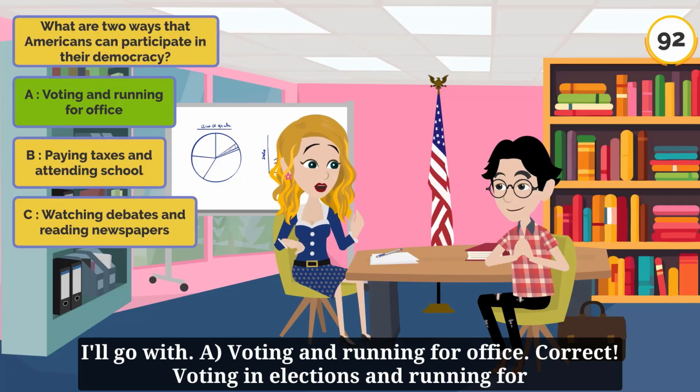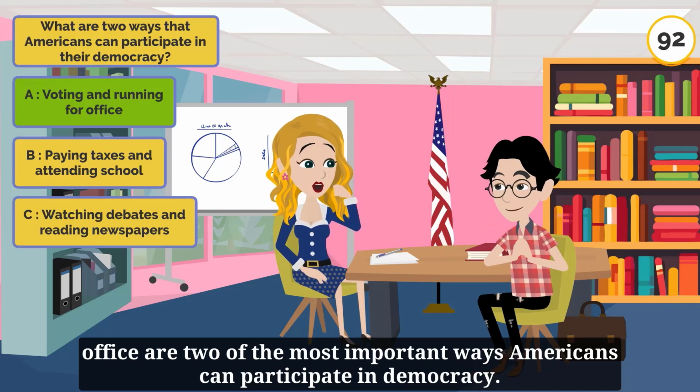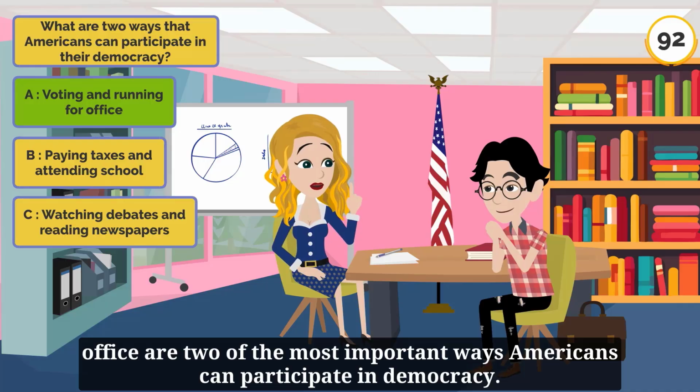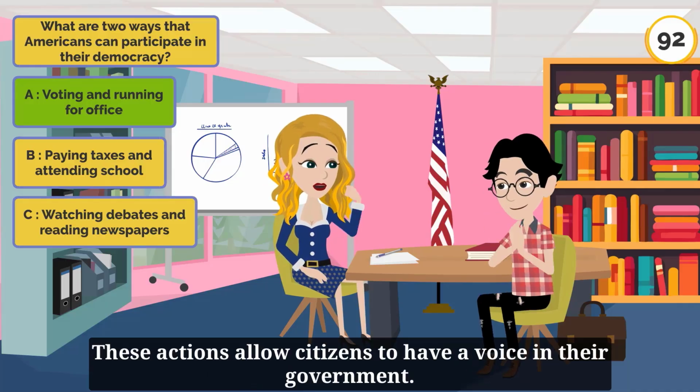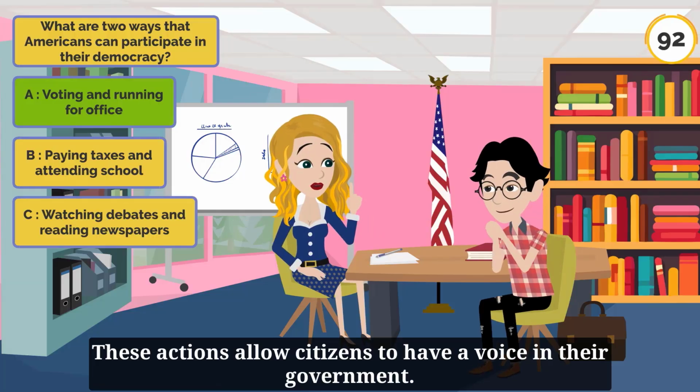Correct. Voting in elections and running for office are 2 of the most important ways Americans can participate in democracy. These actions allow citizens to have a voice in their government.